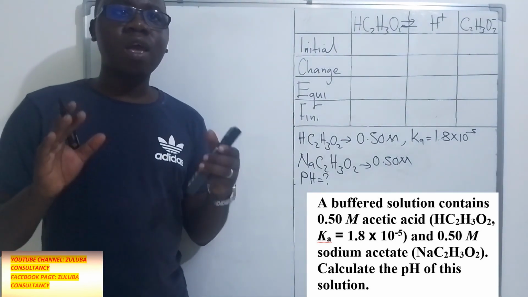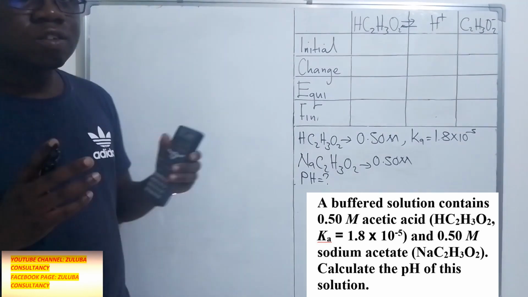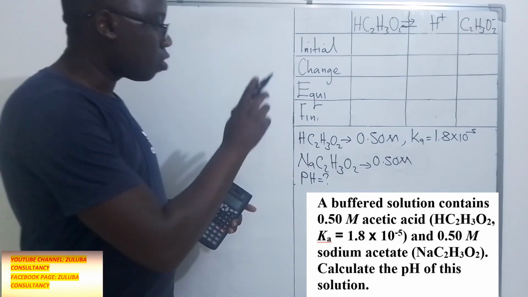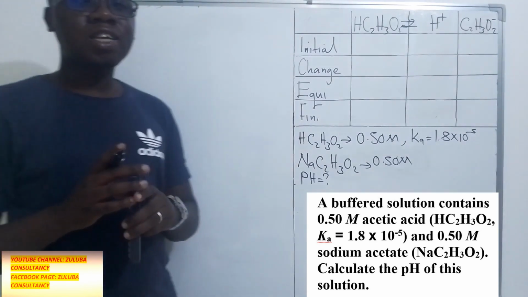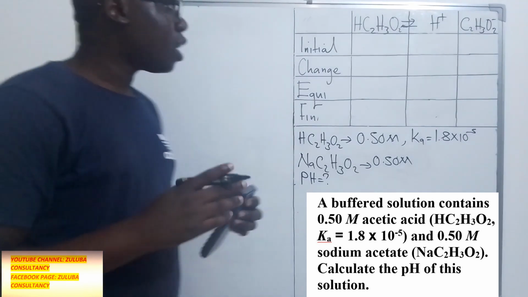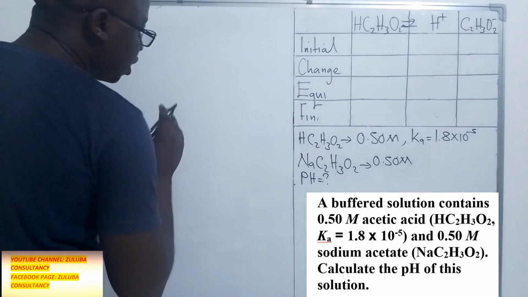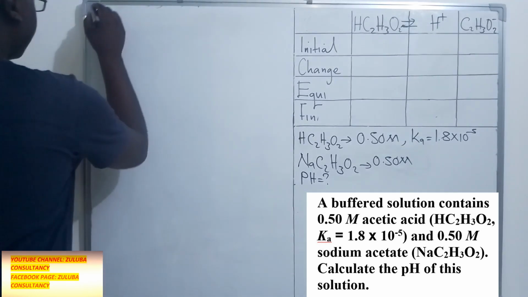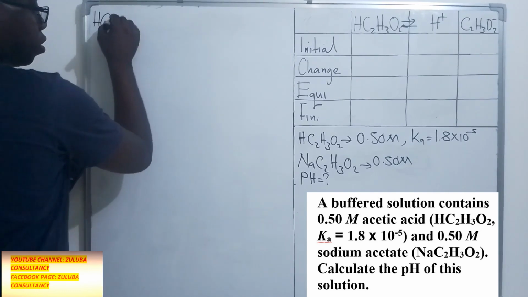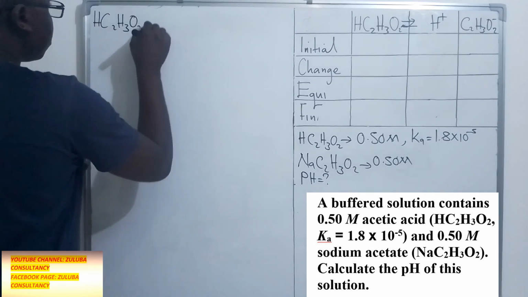Now, this is a buffered solution. What does it mean if it is a buffered solution? It simply means this solution will attain a chemical equilibrium. So when it attains the chemical equilibrium, there will be these major species in this solution, which is the acetic acid. Acetic acid will be in the solution.